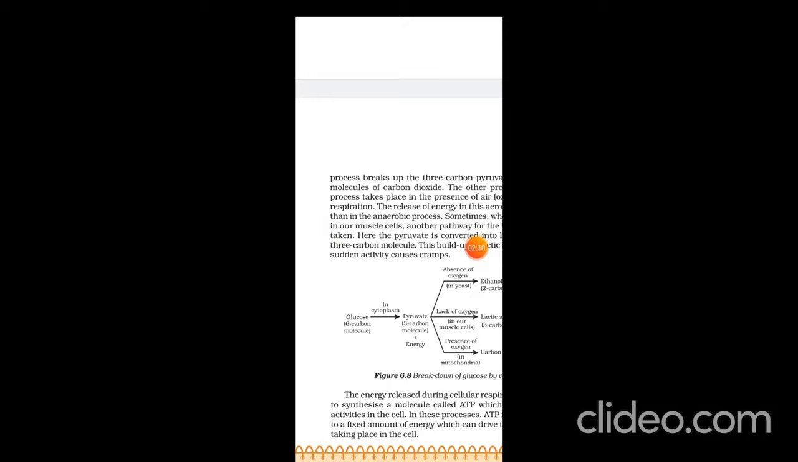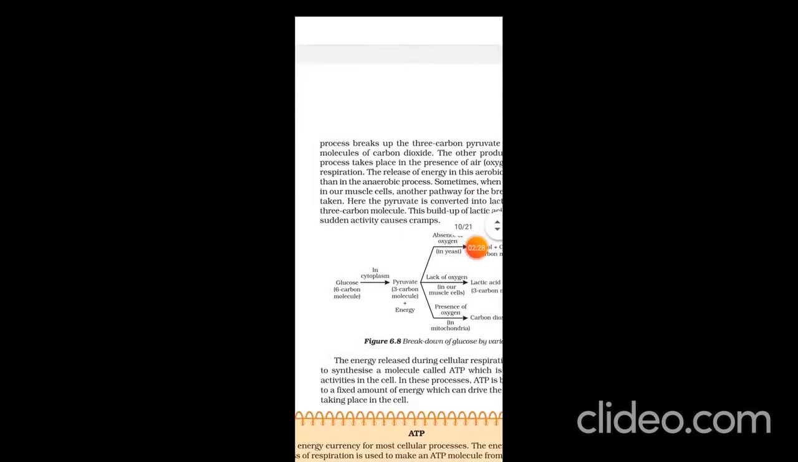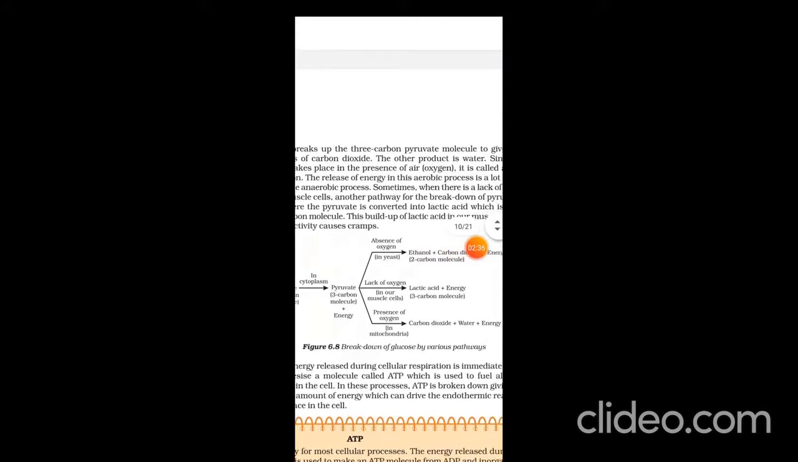It doesn't mean that fats and proteins don't give energy. They too give energy, but not as much as glucose gives. So the first importance is given to glucose. In this picture, they have given glucose, which is a 6-carbon compound. This glucose can undergo 3 processes of making energy.